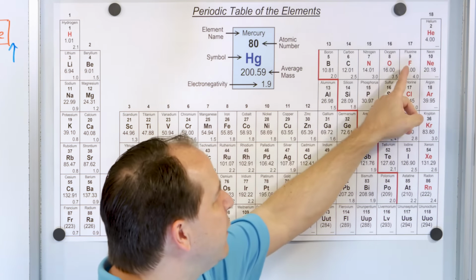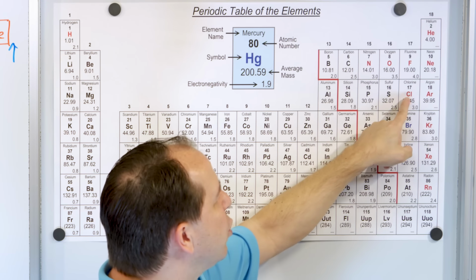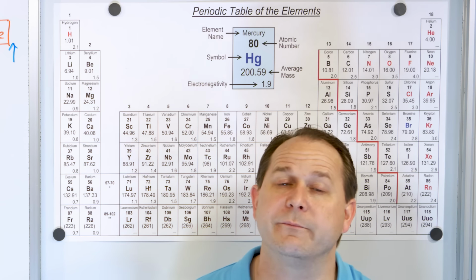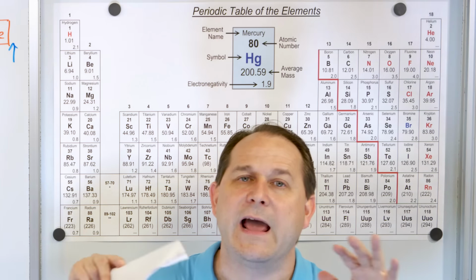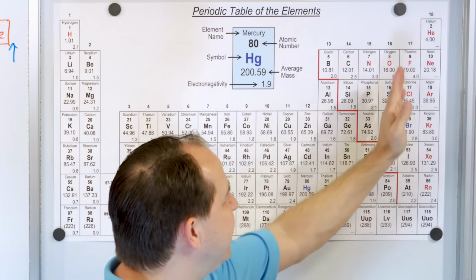And so what does fluorine want to do? It wants to gain a single electron. It wants to gain an electron. Chlorine is always trying to be as close as it can to argon in terms of its electron count and the structure of its electrons. So it's always trying to gain an electron. And the same thing with these other ones here.